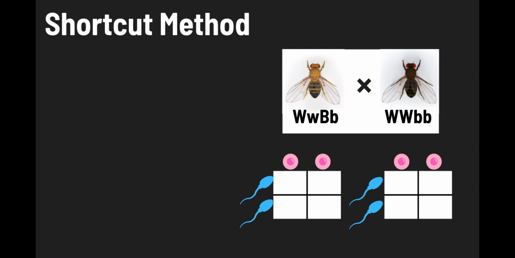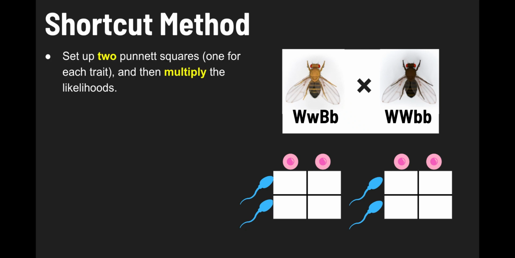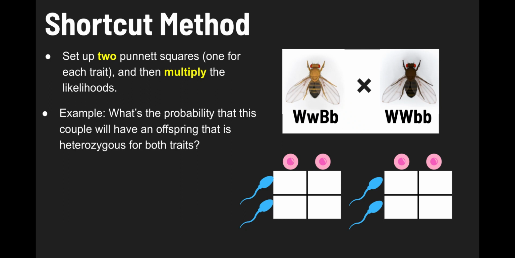Rather than making that large Punnett square, the 4x4 Punnett square, in this shortcut method, you can actually just use 2 Punnett squares that are the 2x2, the smaller ones. And each of those Punnett squares represents one of the traits. And to finish this off, you will then multiply the likelihoods. So let me show you an example to make this clear.